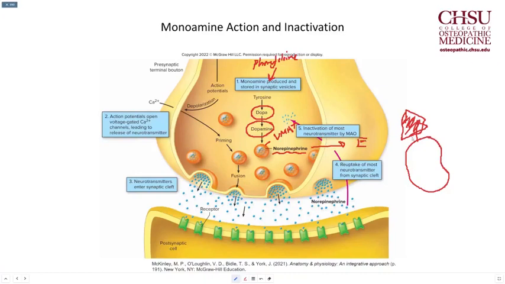You can see over here the calcium channel opens up as the action potential transfers down to the terminal. Calcium rushes into the cell, and as the SNARE complex and synaptotagmin dock the vesicle to the membrane, it allows the release of the neurotransmitter norepinephrine across that synaptic cleft.